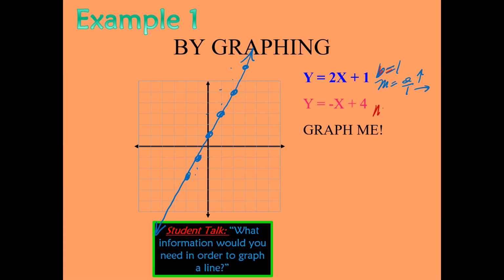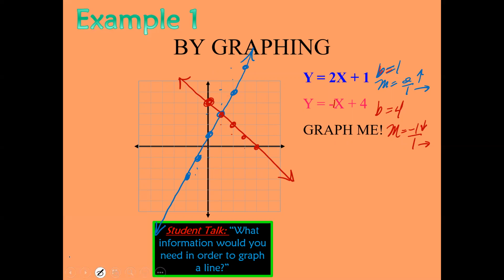My second step, my b is 4, so let's start at 4, and then my slope is in front of the x, so it's a negative 1 over 1. So go up 1, 2, 3, 4, but then because it's a negative, go down 1 over to the right 1, down 1 to the right 1, and so on, and I draw my line.